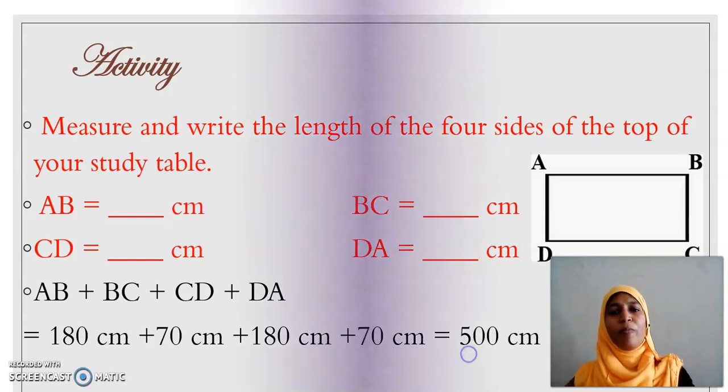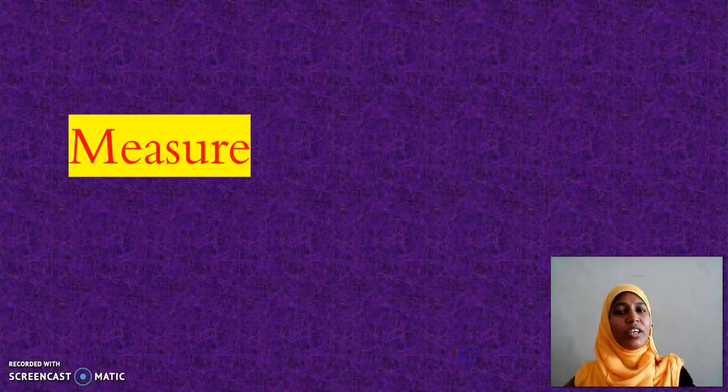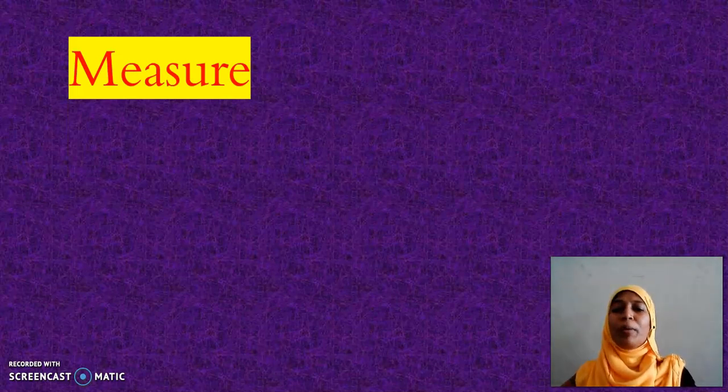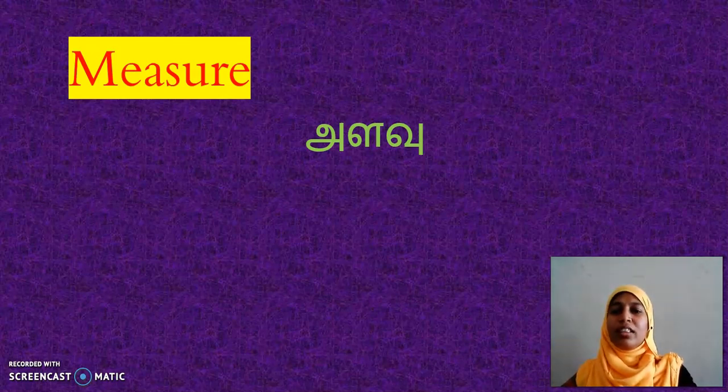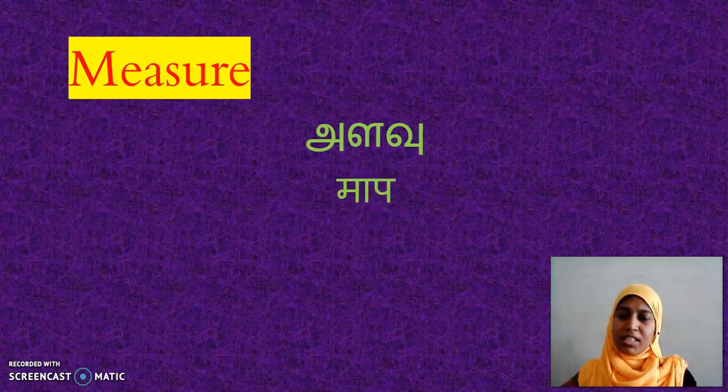What did we do now, my children? Very good. We measured the sides of the table. What will we say for this word measure in Tamil? Alavu, alavidudal. Okay, then what is this? I hope you all know Hindi. Yes, I too know. So it is mop. Mop means measure in Hindi. Now I am teaching you many languages.